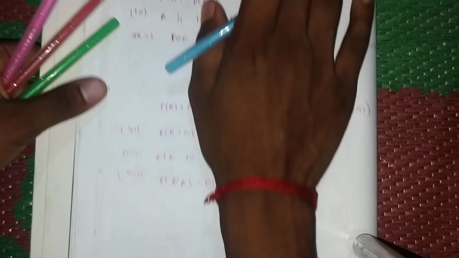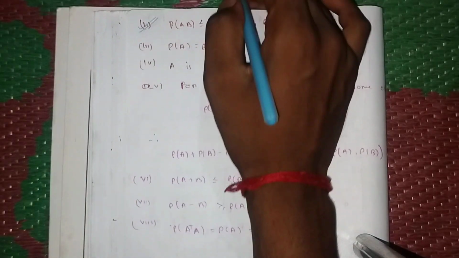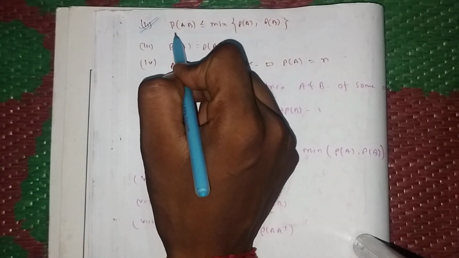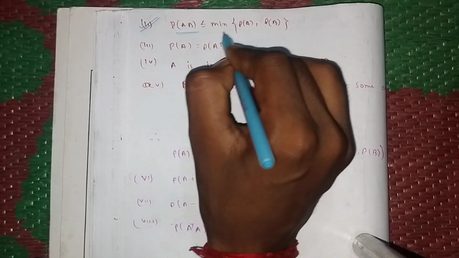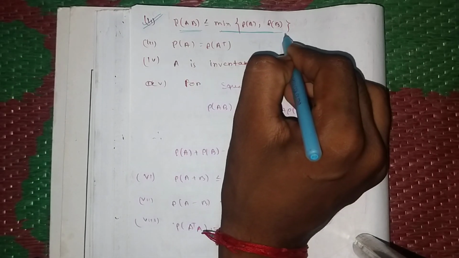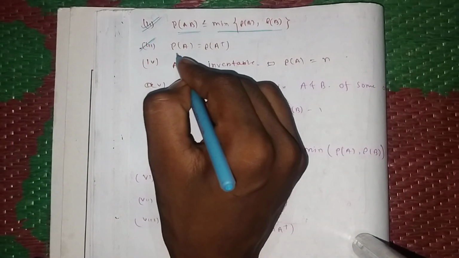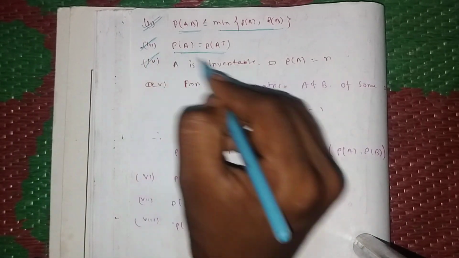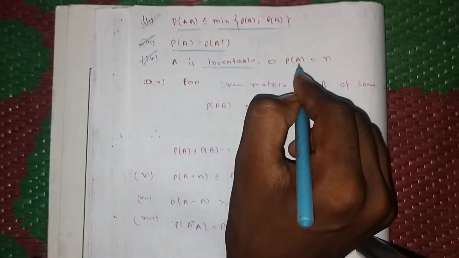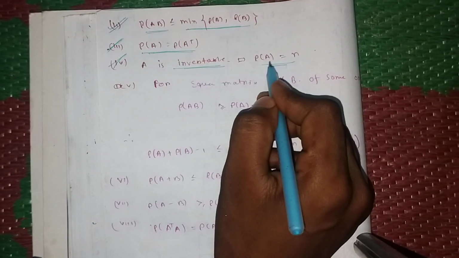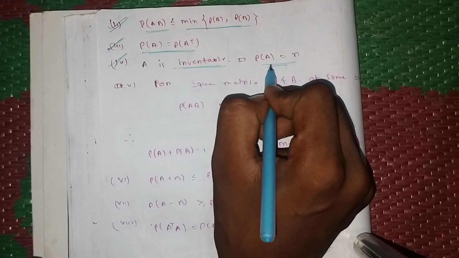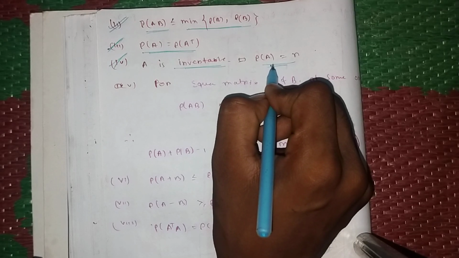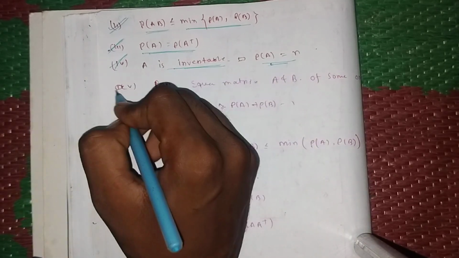Now there are some more properties. If A and B are matrices, then rank of AB is less than or equal to the minimum of rank of A comma rank of B. Then rank of A and rank of A transpose are the same. Then A is invertible if and only if rank of A equals n. Rank of A equal to n means there is no zero row. That means determinant of A is non-zero. That is invertible.